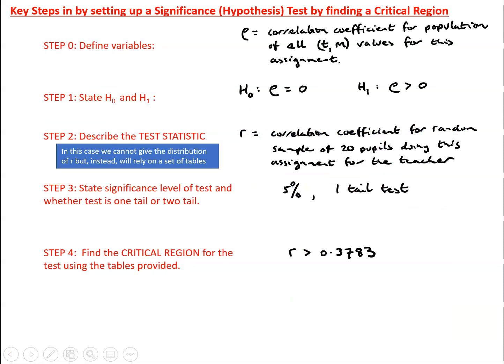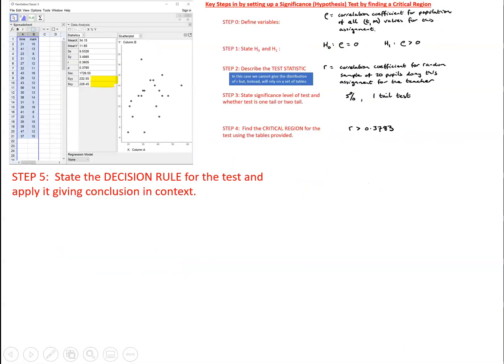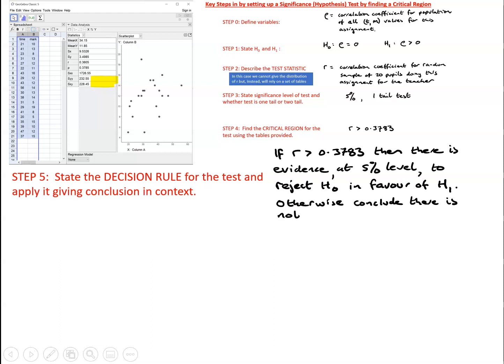So carrying on with the significance test that we've got in this case, we've obtained our critical region for the test, and having obtained the critical region for the test, we can now apply it, giving the conclusion in context. So our decision rule then is if r is greater than 0.3783, then there is evidence at the 5% level to reject the null hypothesis in favour of the alternative hypothesis.